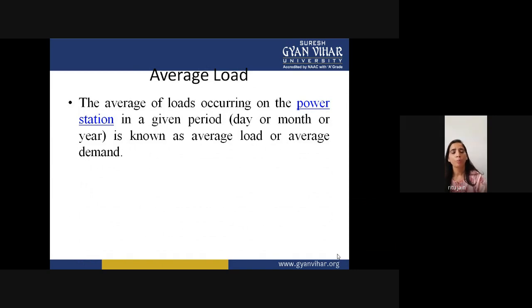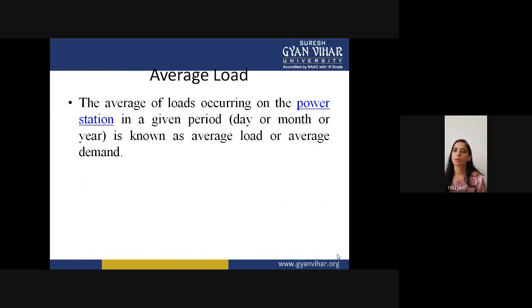Okay, now hope you are able to understand what is your connected load, what is your maximum load, and what is your average load. Maximum load is always less than your connected load, and average load is the total load divided by the particular time. It will depend on whether you are calculating it for a day or a month or a year. So is it clear?